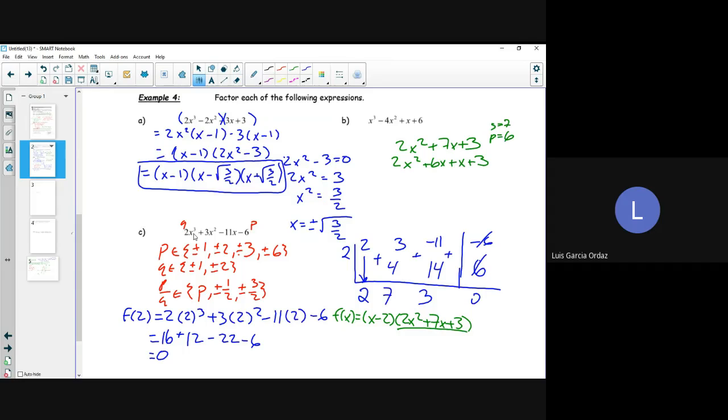So factor by grouping again. What can we factor out from 2x squared and 6x? 2x. And then plus basically 1, and then we're just left with x plus 3. So our final answer in factored form is f of x is equal to x minus 2 times x plus 3 times 2x plus 1.